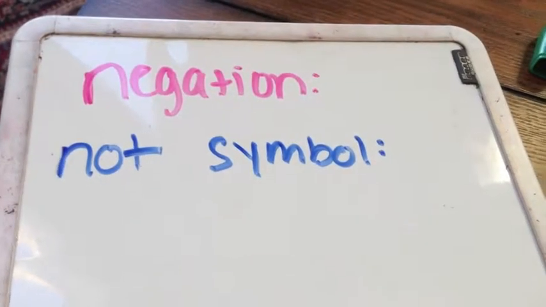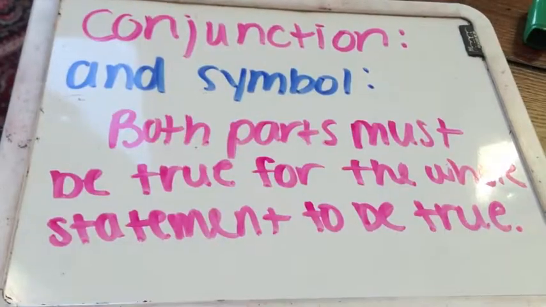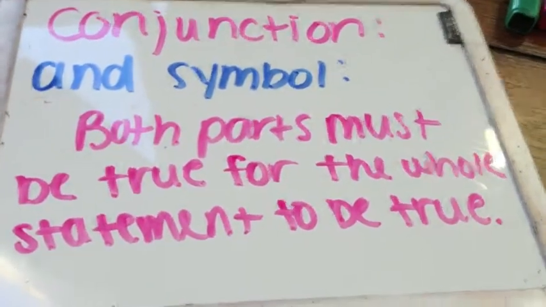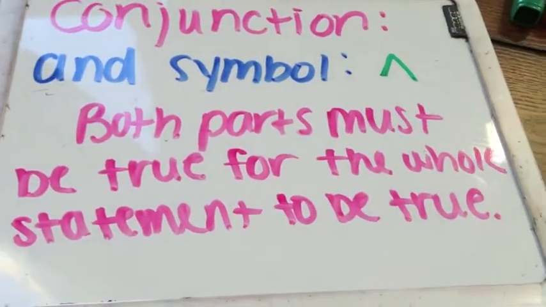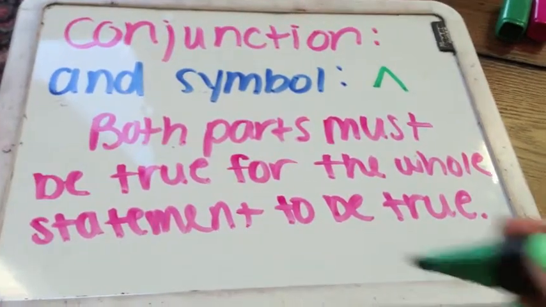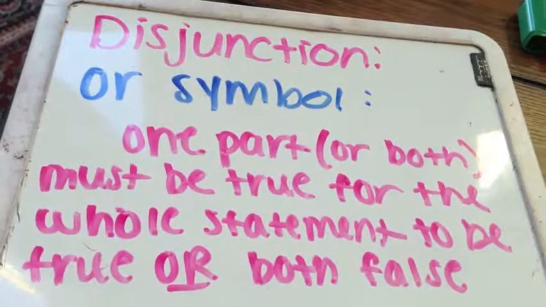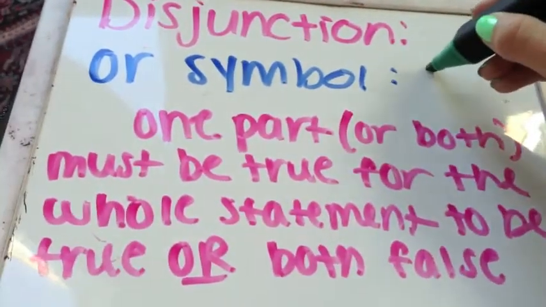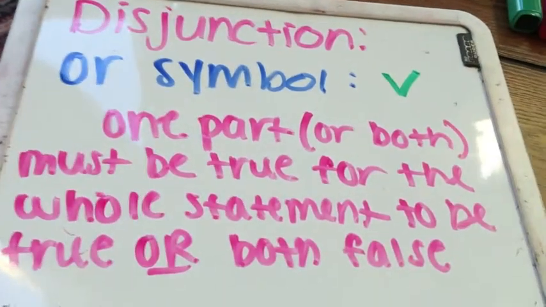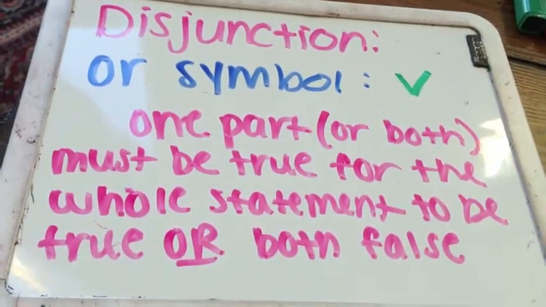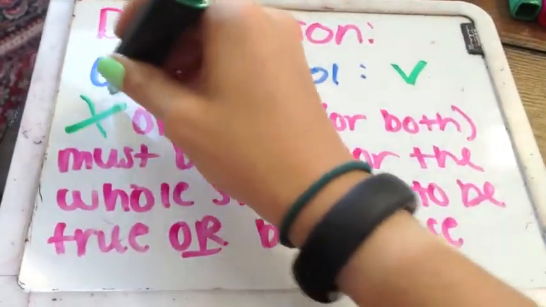A negation just means not, and its symbol is this. A conjunction means and, and its symbol is this. And both parts must be true for the whole statement to be true. That's important. A disjunction means or, and its symbol is that, the opposite of a conjunction. One part or both must be true for the whole statement to be true, or both parts have to be false. That's important too.